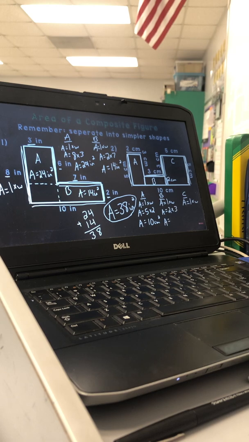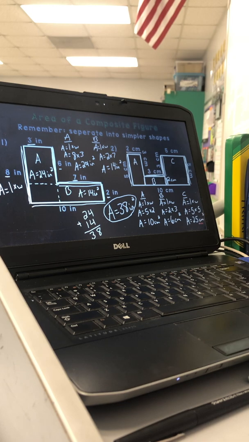So 2 times 3 gives us 6 square centimeters. And lastly, for C, we have a square here, 5 by 5. So our length is 5 and our width is 5. So our area is going to be 25 square centimeters.